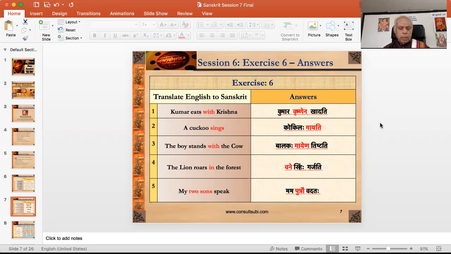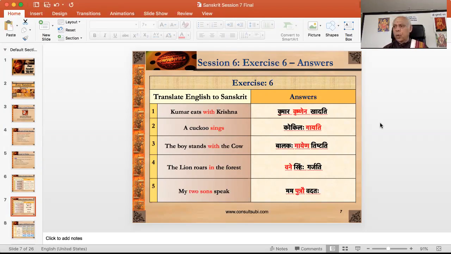Now, I think someone has asked me the question, how to use saha, denu. I think Archana asked for that one. Now you can use saha also. You have to say balakaha danuhu saha tishtati. Saha means standing with the cow. That is also equally correct.